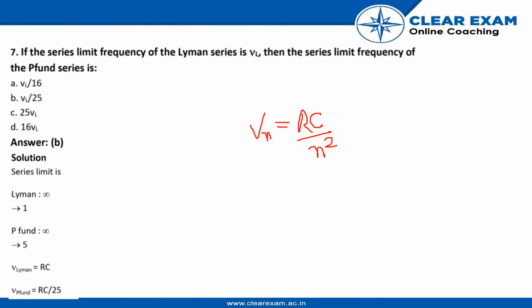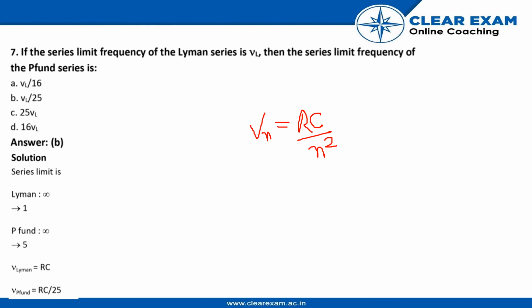So here we see the solution. For Lyman series, n is equal to 1, and for Pfund series, n is equal to 5. If we talk about V Lyman, Rc upon 1 square, that is equal to Rc, correct? And for Pfund series, it is Rc upon 5 square, that is Rc upon 25.